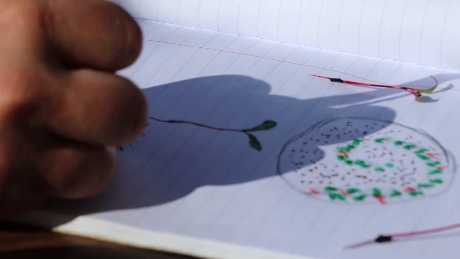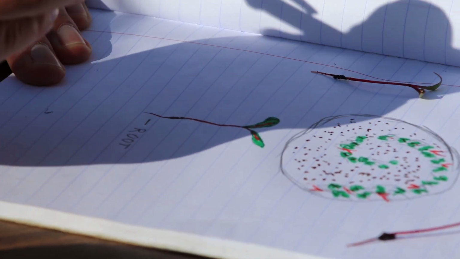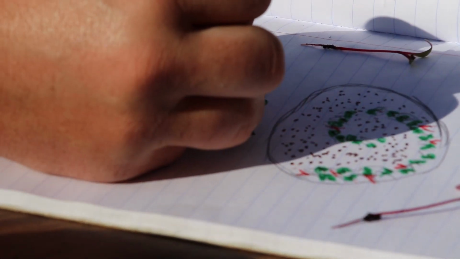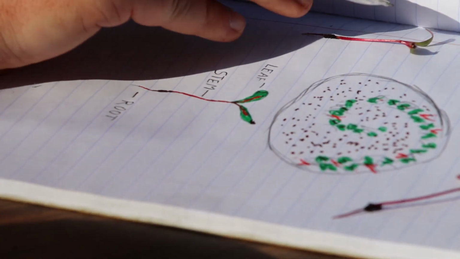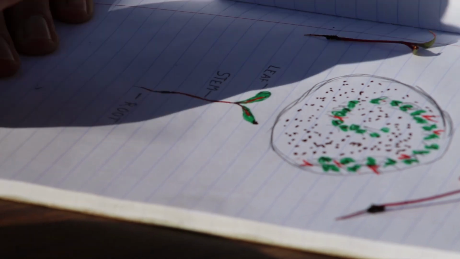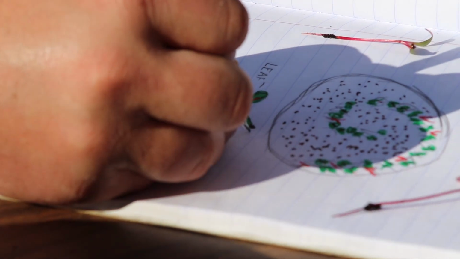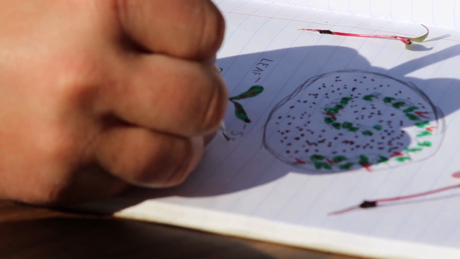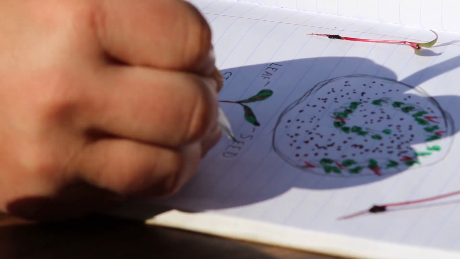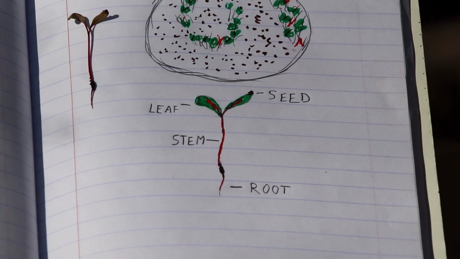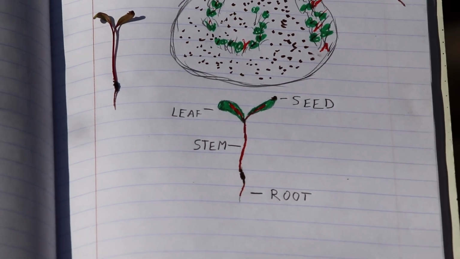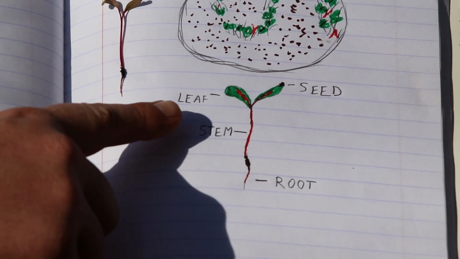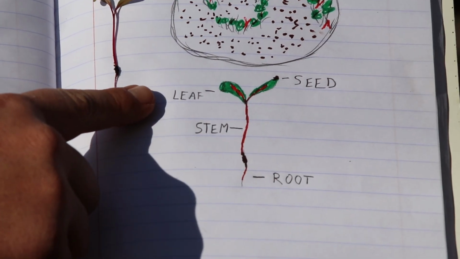Down here we have the root. And of course we've got the stem. And up here the leaf. And that little tiny part right up on top, that is the old remnants of our seed. So even when a plant is this young, just a couple weeks old, we still have 4 identifiable plant parts that we can see.